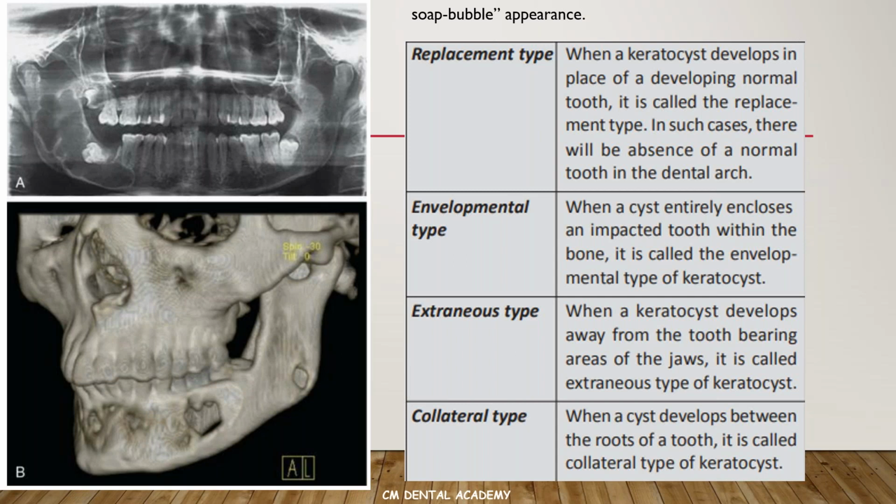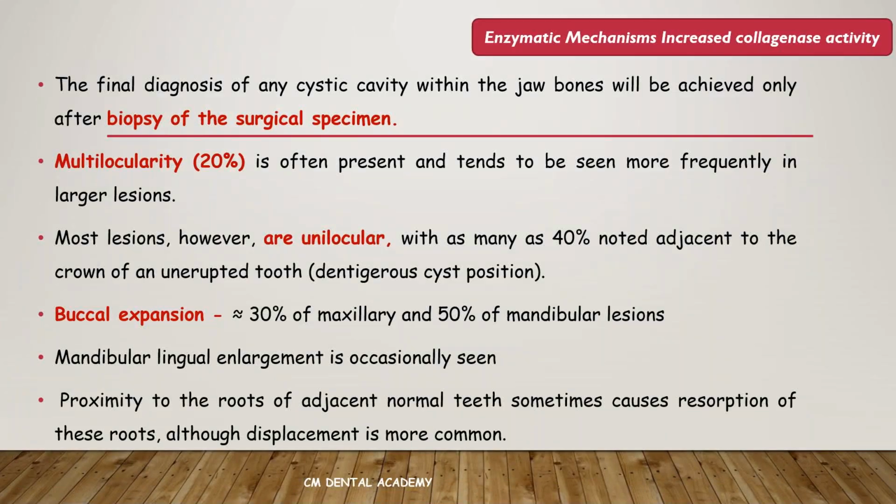So it presents four variants radiographically. Final diagnosis of any cystic cavity within the jaw bones will be only after biopsy of the surgical specimen. 20% of the cases show multilocularity, which often tends to be larger lesions when compared to unilocular lesions, which contribute to 40%.